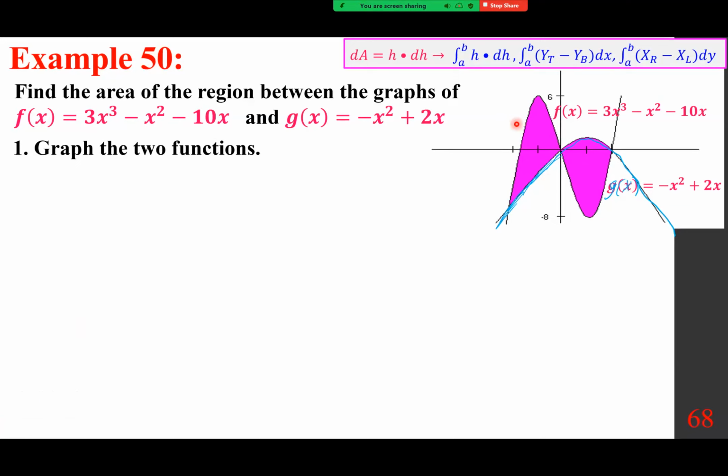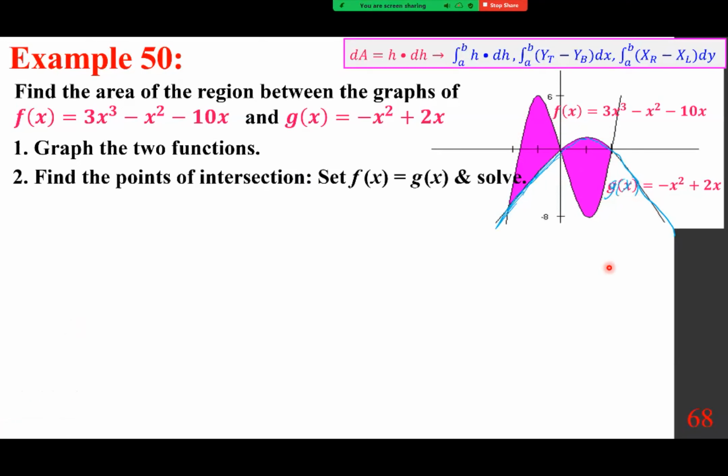So what you really have to notice is that this is the region we are interested in. This is the region we are interested in over here. F is at top of G. The cube function is at top of the quadratic function. In this region is the other way around. And that's the key we want to make a point of.